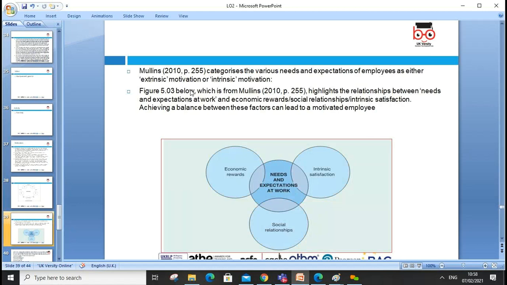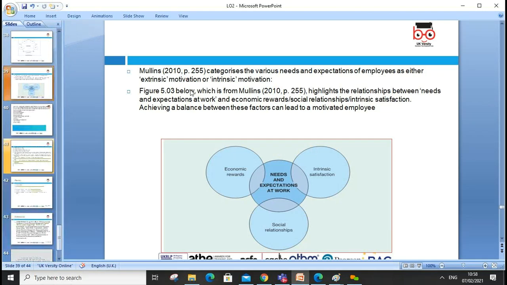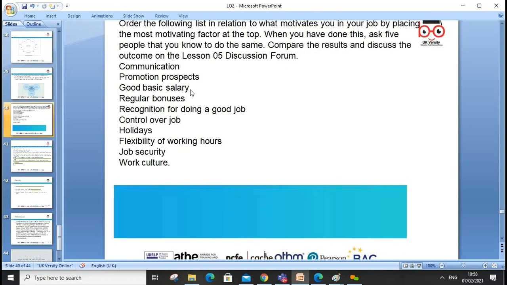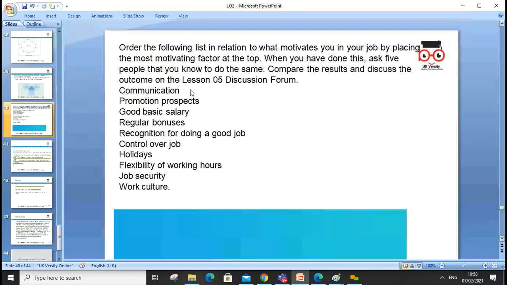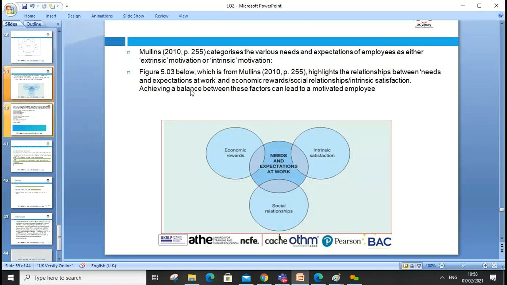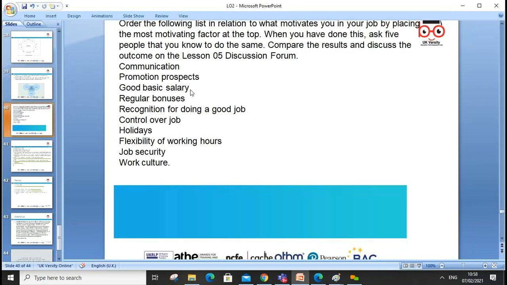Okay, then according to Mullins, one of the authors who wrote many books and research papers, he discussed extrinsic and intrinsic motivation. He looked at economic reward, social relationships, intrinsic satisfaction, and needs and expectations at work. If these are met, people will be motivated. Next I included a bit of material: factors to summarize, in order, from the following list, which you can discuss.